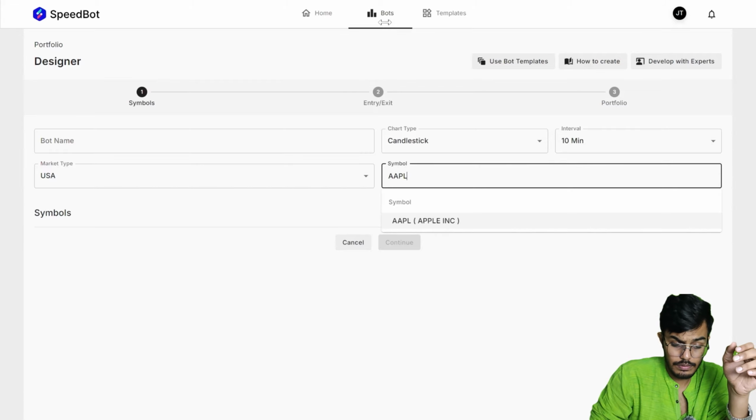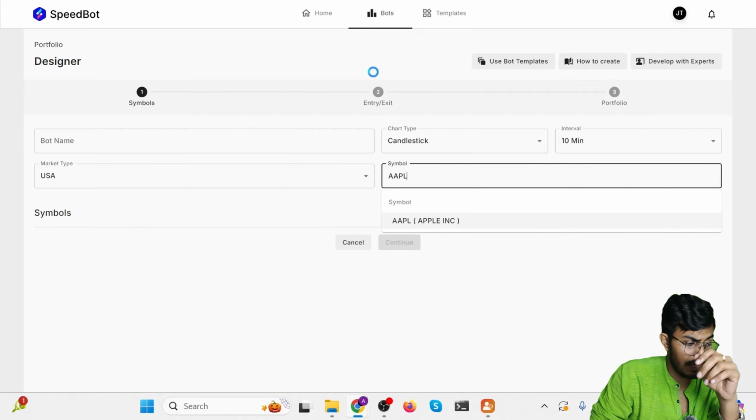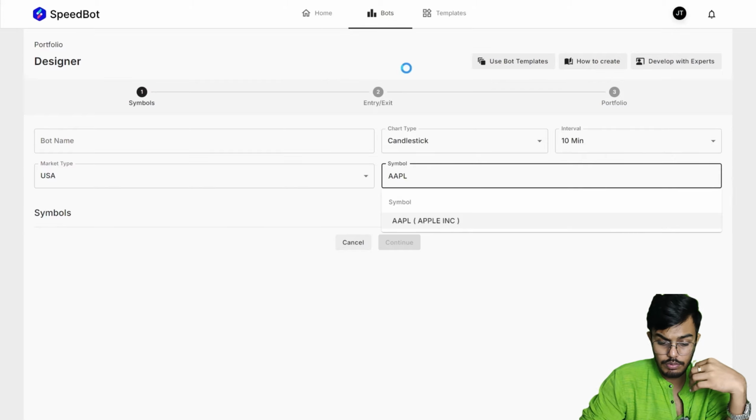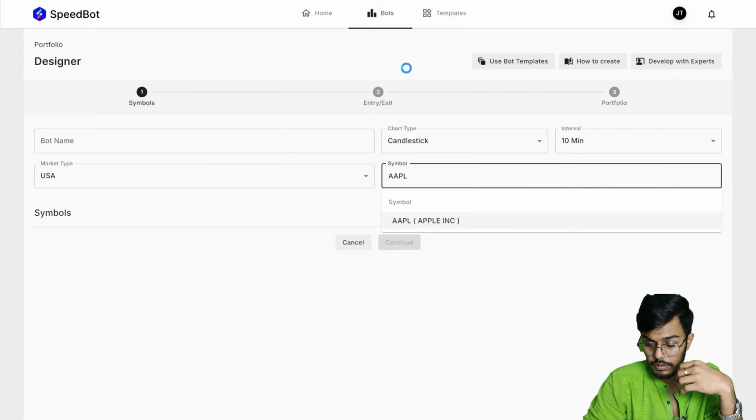Apart from that, I can also create option based bots. Let me show you how.